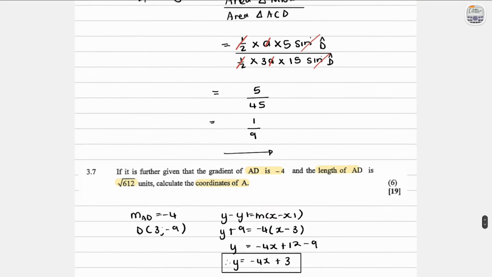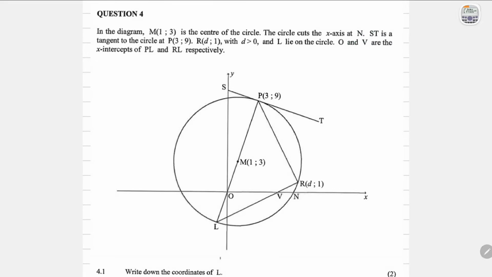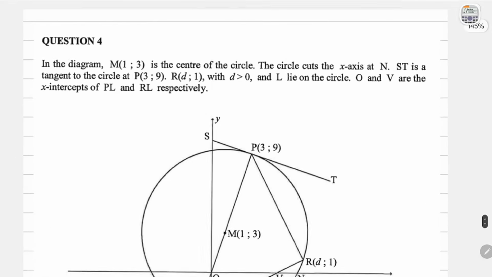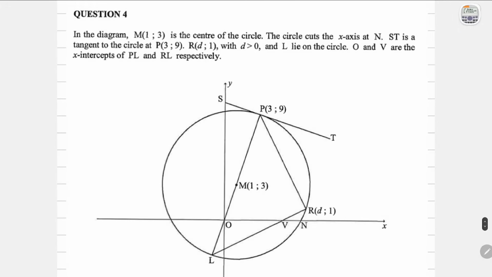And we move on to question 4, which is on more analytical geometry. We are on question 4, and question 4 says, in the diagram M, which is 1 and 3, as you can see, is the center of the circle. The circle cuts the x-axis at N. ST is a tangent to the circle at P, as we can see over there. Then we have R, which is D and 1, with D being greater than 0. Okay, so it's just positive. It's on the positive side.